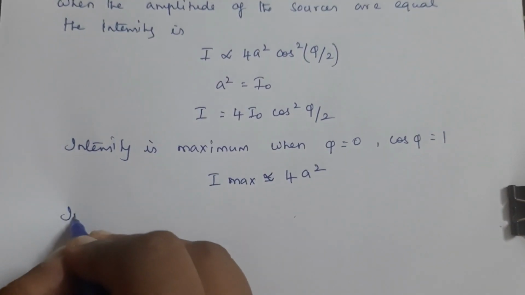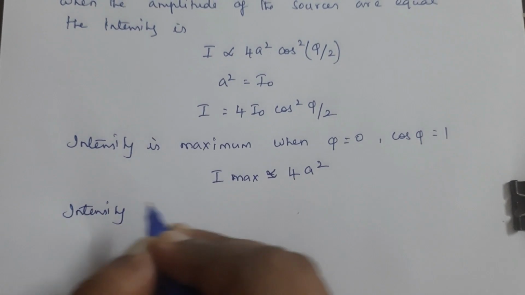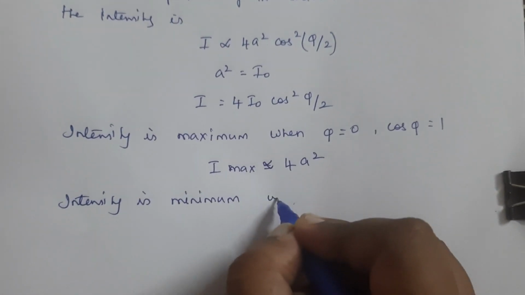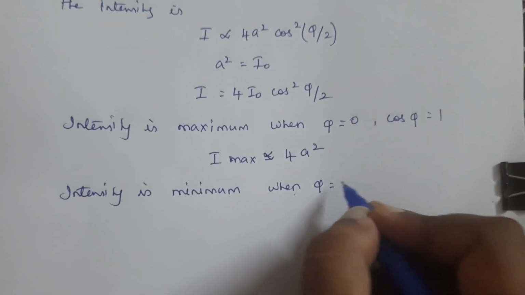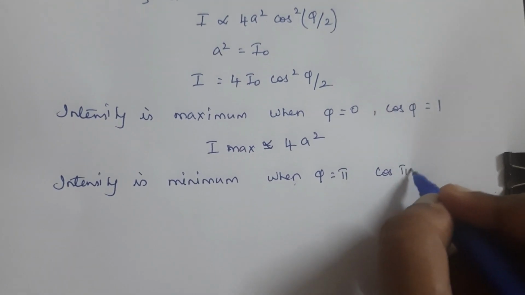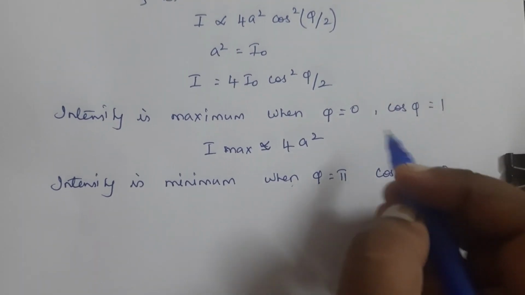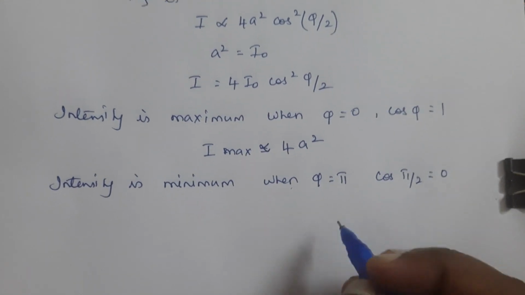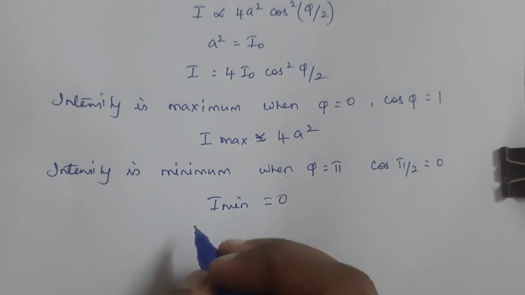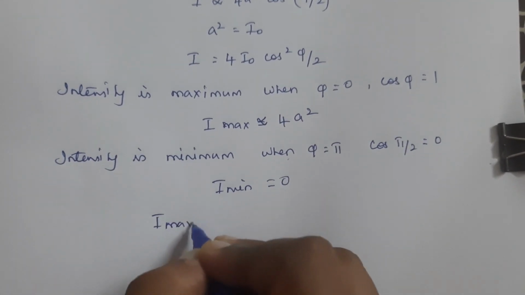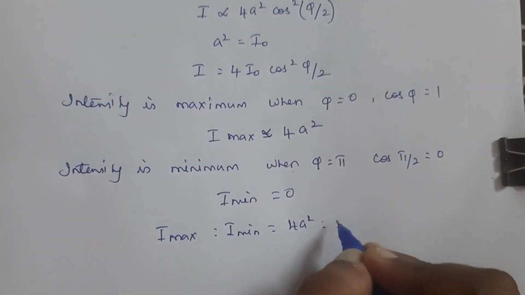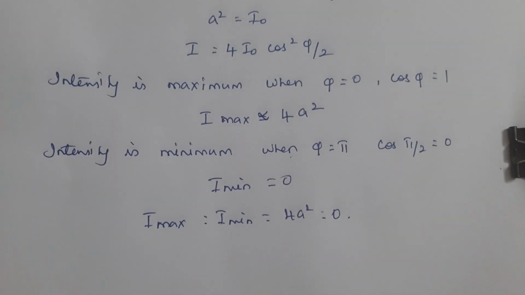Okay. Now when the intensity is minimum, when phi is equal to pi. Okay. So what is your cos pi by 2 value will become what? 0. Okay. Here it is pi by 2. So cos pi by 2 value will become 0. So what is your value of I minimum? I minimum is equal to 0. So what is the ratio of I maximum to I minimum? That is nothing but 4a square is to 0.